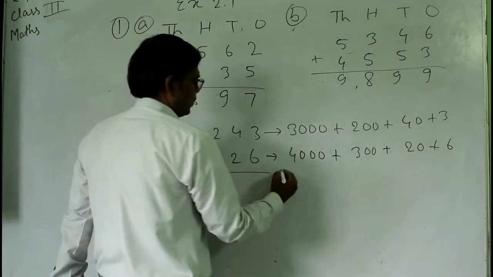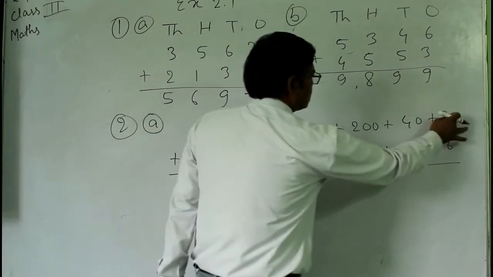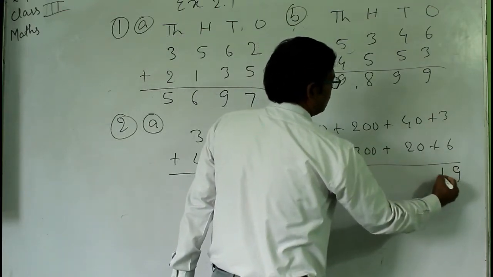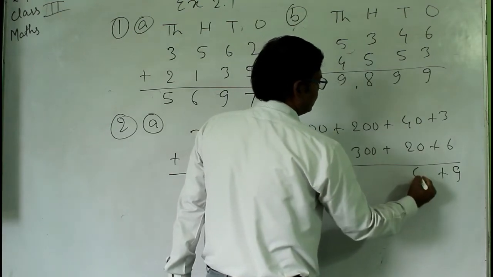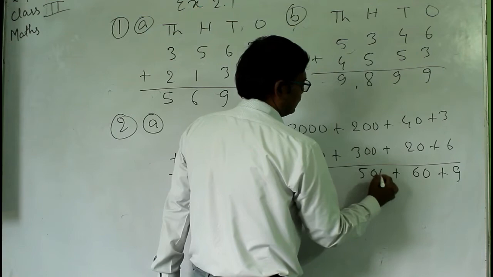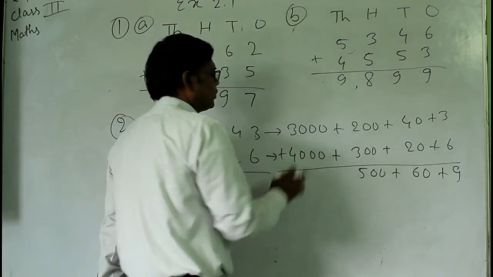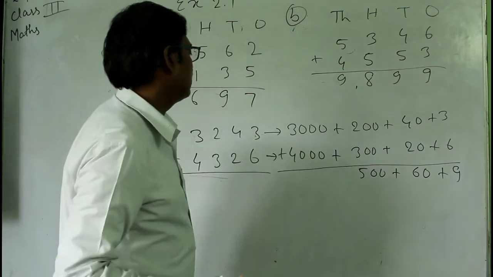अब इन दोनों को प्लस कर देना है, यहाँ पर प्लस कर दो इसमें. So 6 plus 3 कितना हो जाएगा 9, और यहाँ प्लस लिखो 40 plus 20 हो जाएगा 60 plus 3 plus 2 is 5, so here 500. That is 200 plus 300 is 500. And 3,000 plus 4,000 will be 7,000.